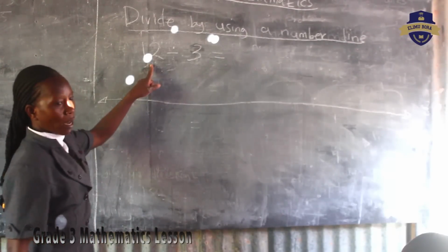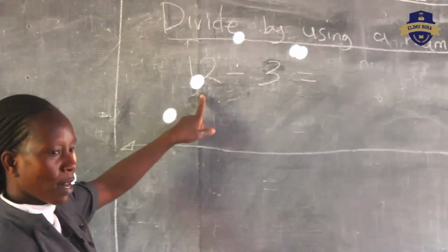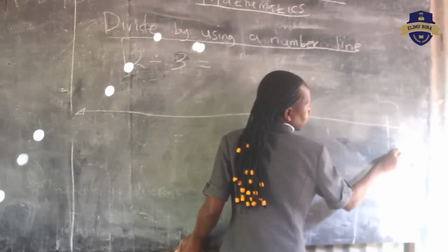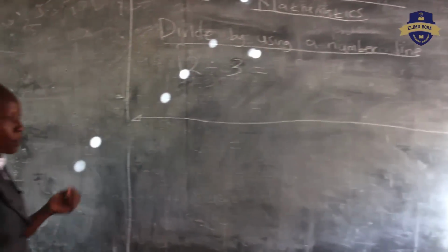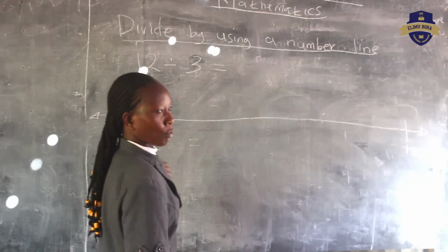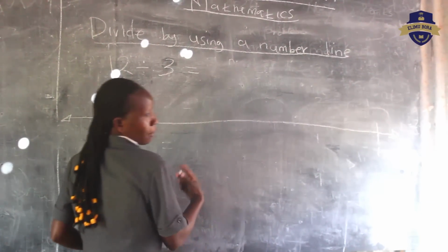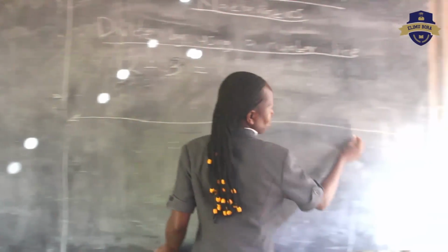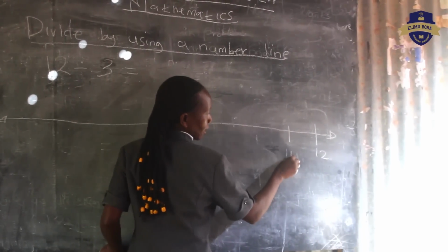We start at 12. We are given 12 divided by 3. So we start at 12, and then we count backwards until we get to 0.